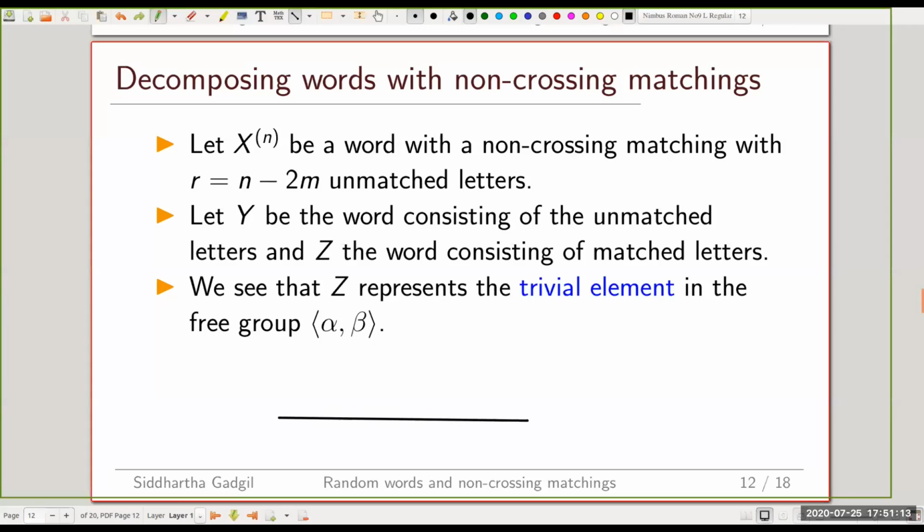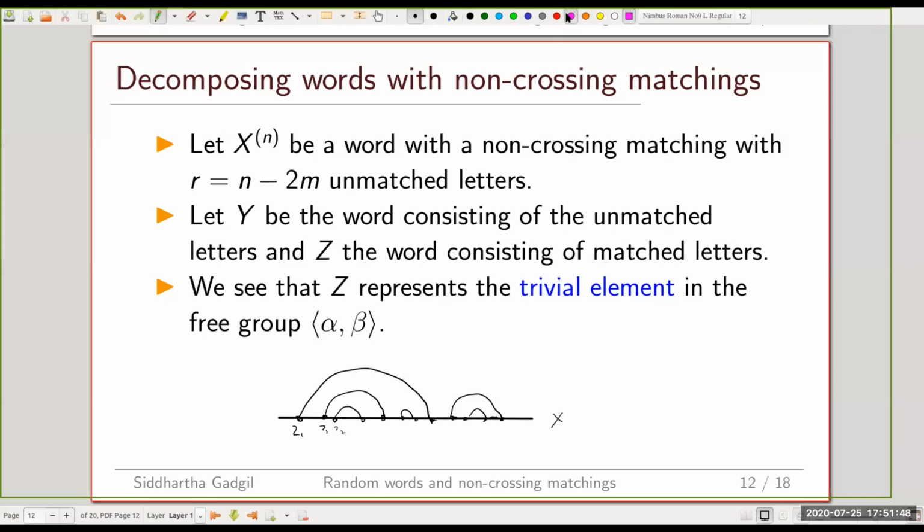So let's look at our word X. Okay, so this is X. Now some letters are matched, and some things are unmatched. Okay, and there'll be segments that are unmatched. So what I'll do is take the matched letters, this one, this one, this one, this one, in the order they are here, and they constitute Z. These continue, so this one is Z1, Z2, Z3, etc.